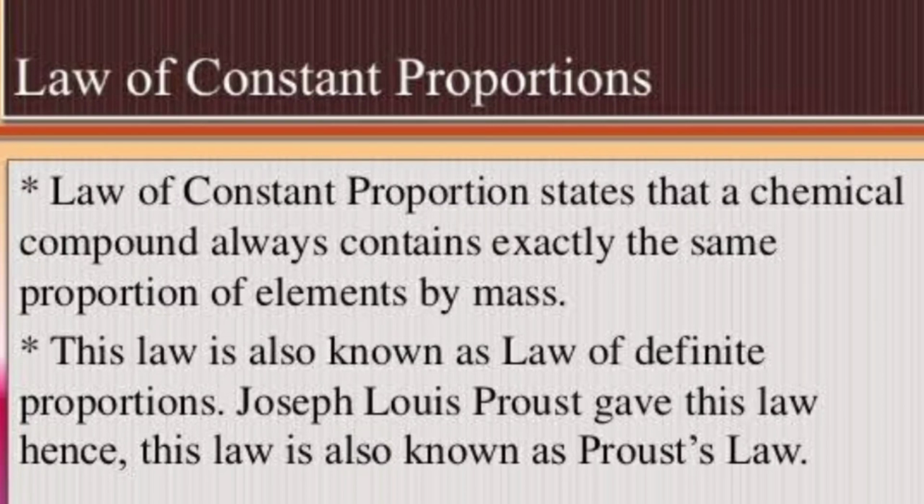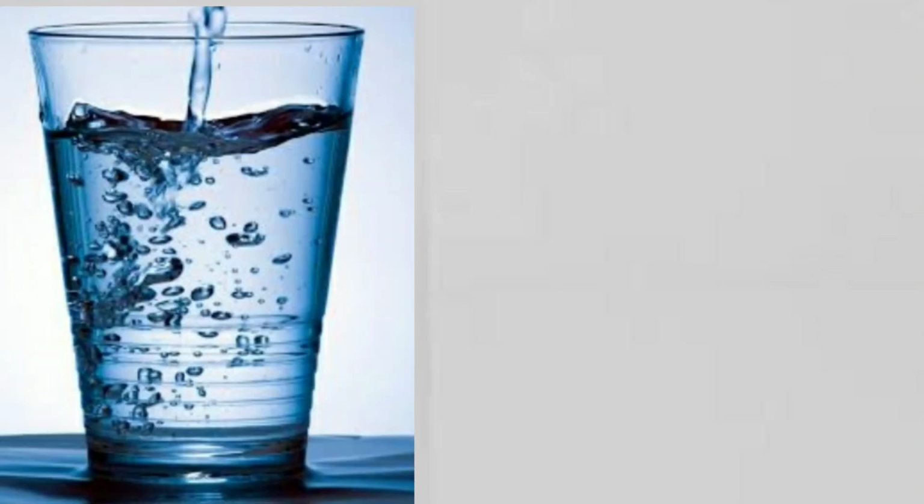After numerous experiments, it was formulated by Proust that according to the law of constant proportion, a chemical compound always contains exactly the same proportion of elements by mass. This law of definite proportion or constant proportion is also called Proust's law, which is named after the scientist who formulated or proposed it. Let us try to verify this law by taking different examples.